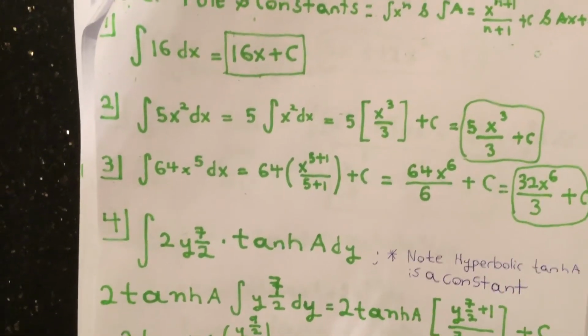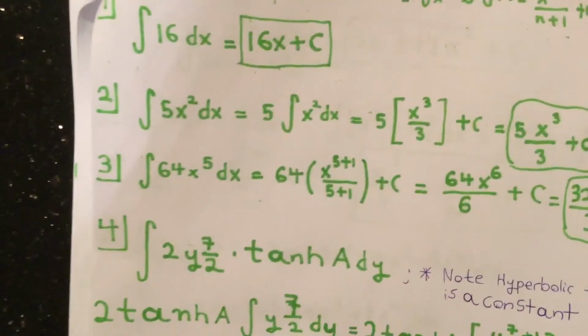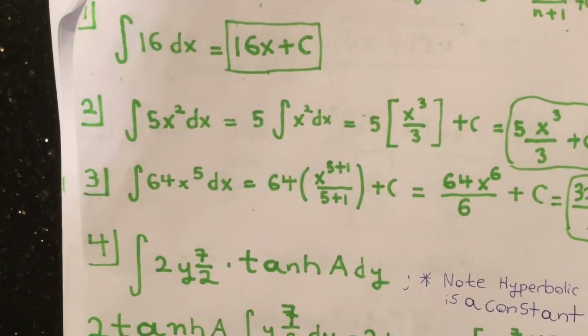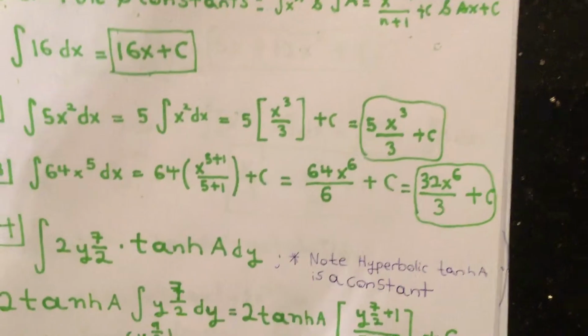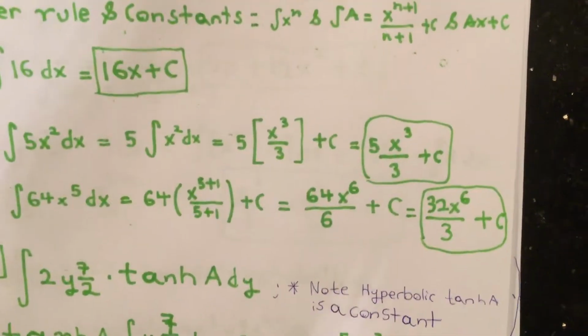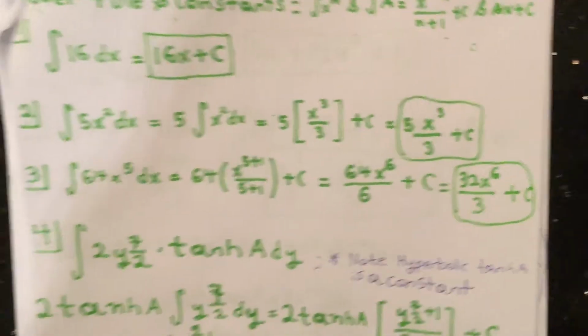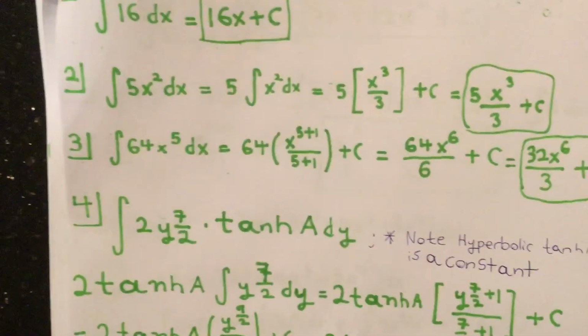dx. 16 is a constant, so you integrate the 1 and you end up with 16x plus c. Now for example 2, you have the antiderivative of 5x squared. You take out your constants and then you apply the power rule, which gives you 5x cubed over 3 plus c. Now you're just pretty much doing the same thing for 3.